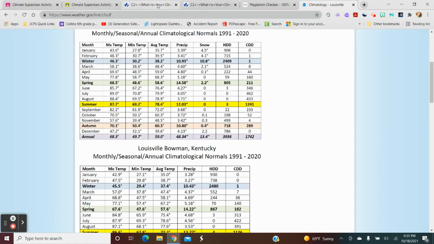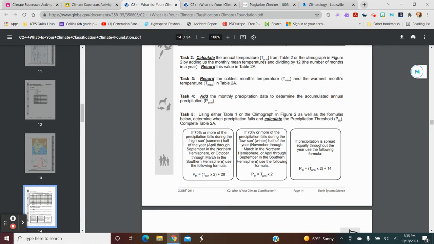So, going back to my data, I can go through here, and it says that I can determine the precipitation and calculate the threshold, and it says if 70% or more of the precipitation falls during the high sun summer half of the year, then you're going to do such and such a thing. That's in the southern hemisphere. We're not in the southern hemisphere. If 70% or more of the precipitation falls during the low sun winter months of the year, then in the northern hemisphere you use that formula. And then if the precipitation is spread equally, then you do that. And so you would do this little formula.